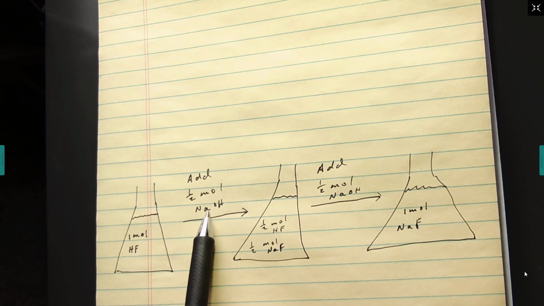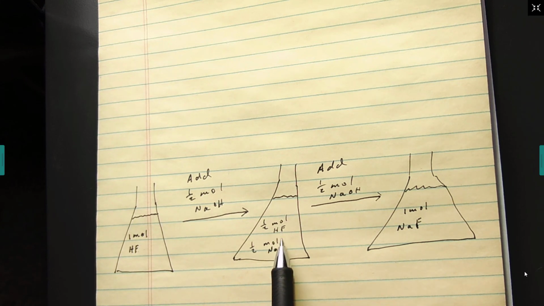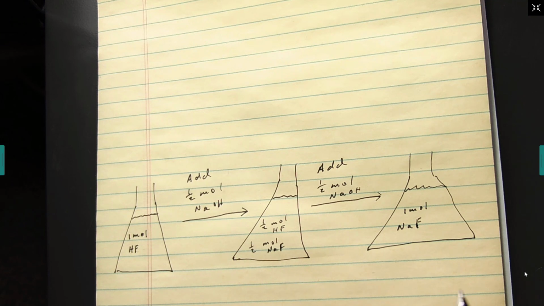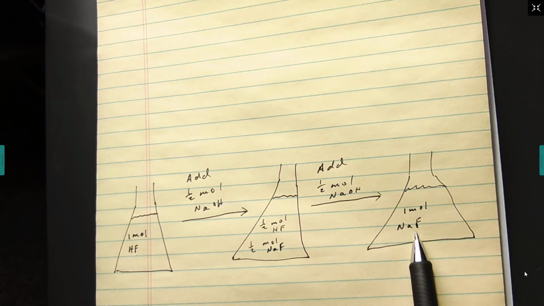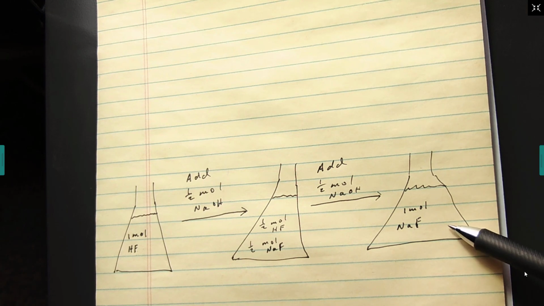The base will destroy some of the acid. So I'll end up with half a mole of the acid, half a mole of the salt, or the conjugate base. If I add another half a mole, now I've completely neutralized my acid. I started with 1 mole of the acid, now I just have 1 mole of the salt, the sodium fluoride. Hey, that sodium fluoride is a basic salt. So I've neutralized the acid.